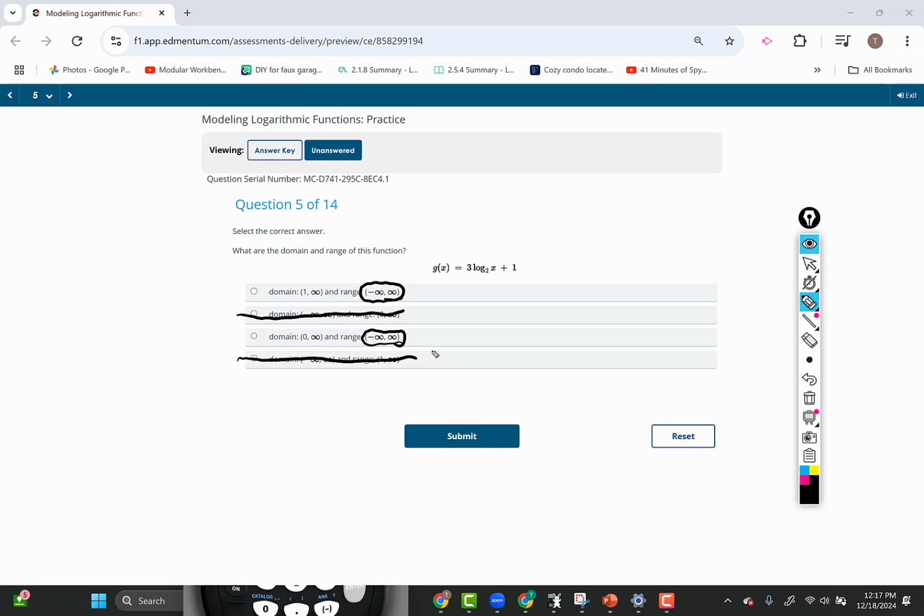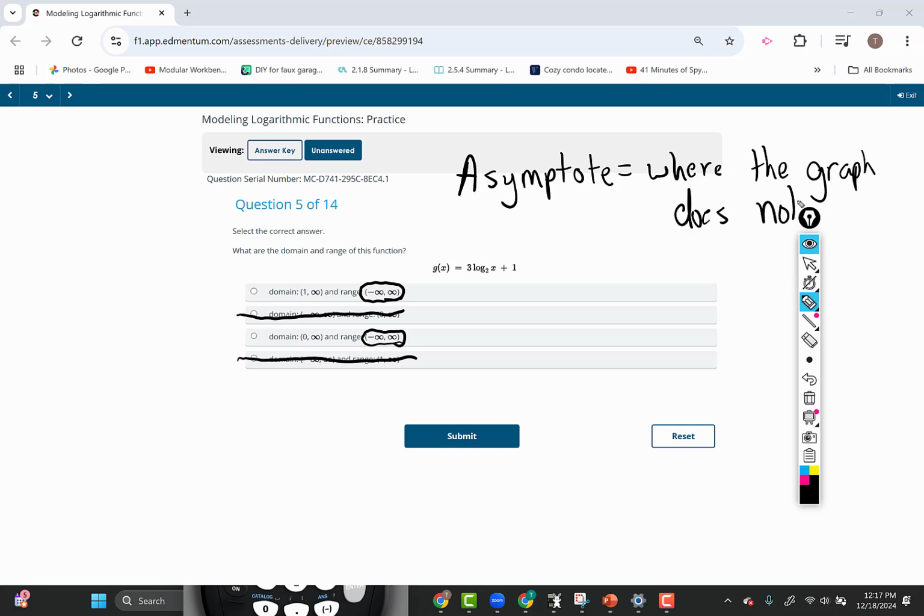The domain has to do with where does the asymptote exist? And remember, the asymptote, by definition, this is going to be a really short, abbreviated definition, means where the graph does not exist. Sometimes they write DNE for does not exist. So we have to figure out where this graph does not exist, or where this graph is undefined.